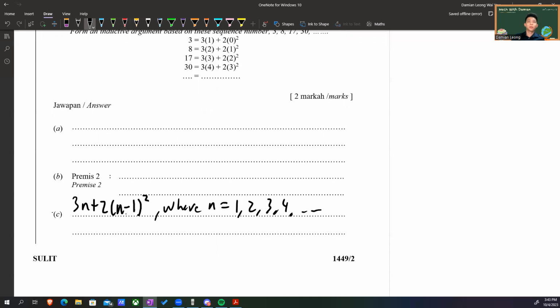Another possible way is if you put 3(n plus 1) plus 2n squared, where n is 0, 1, 2, 3, and so on. That would also be valid. Your n doesn't always have to start from 1, it can start from 0. But make sure your n, or n plus 1, n minus 1, all of it must be changed correctly.